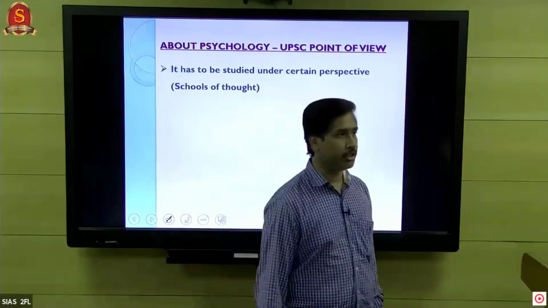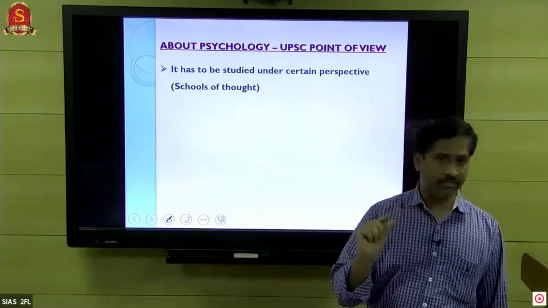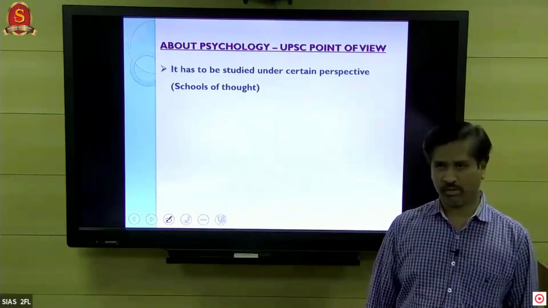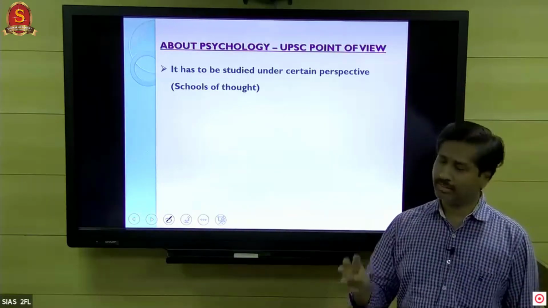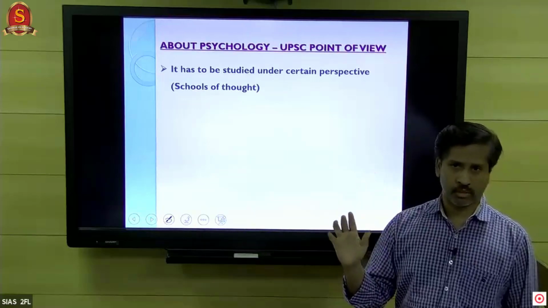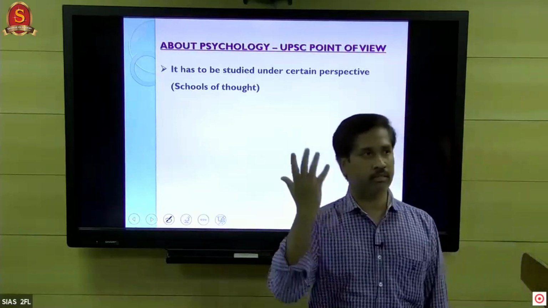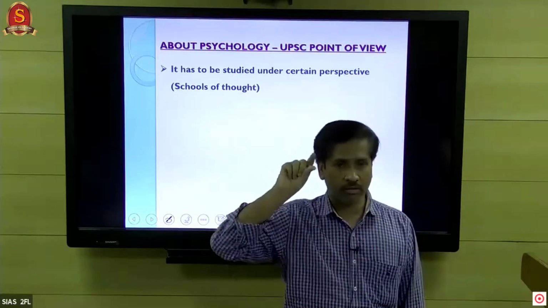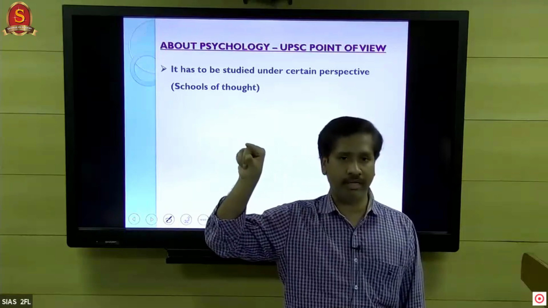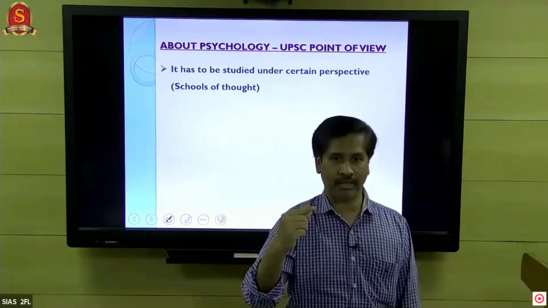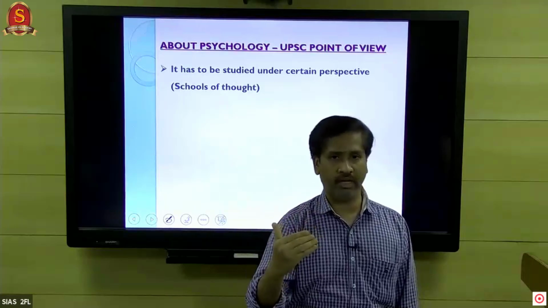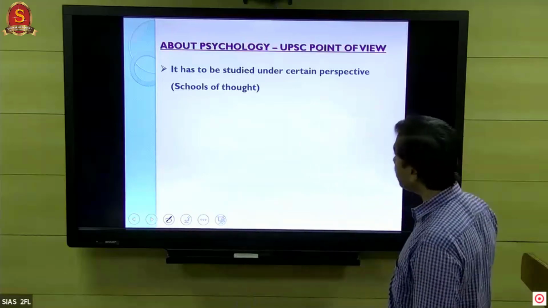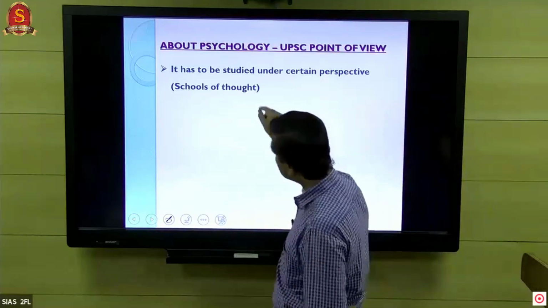First thing, psychology is basically a scientific subject. It has to be studied under certain perspectives, schools of thought. There are only 4 to 5 schools of thought. Can I take psychology and think something else? No. You cannot write about personality just anything. There are people who have already studied personality, and they say how personality has to be studied. For example, we have Freudian theory, we have Skinner theory. So it has to be studied under a particular perspective. This is the real route.